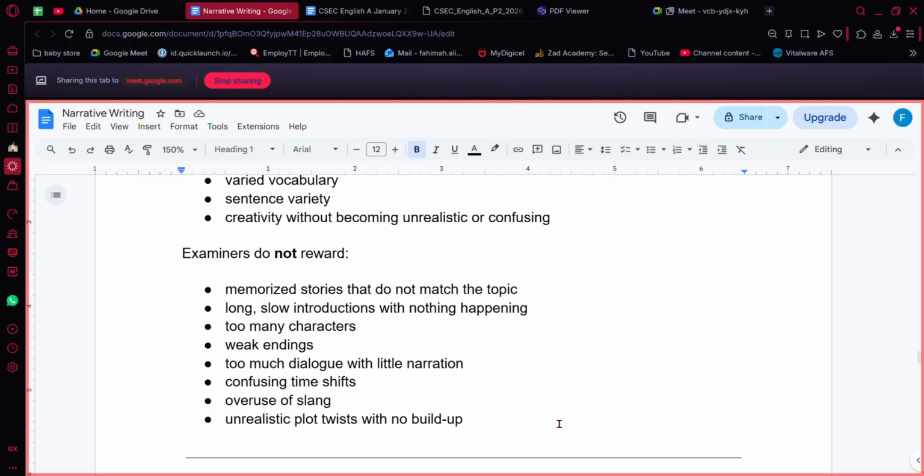Unrealistic plot twists and no build-up. If you write a plot twist like you're going to write an exam, and when you reach the exam room, you realize your teacher is not a human anymore, they are a snake, then that is a very unrealistic plot twist. That is not what the reader is expecting. The reader is expecting that you go to your exam and you write your exam.